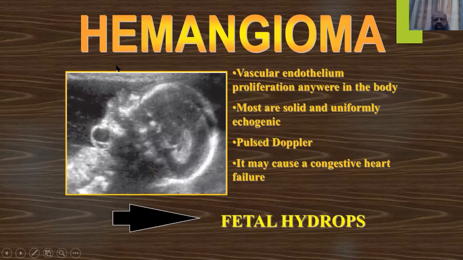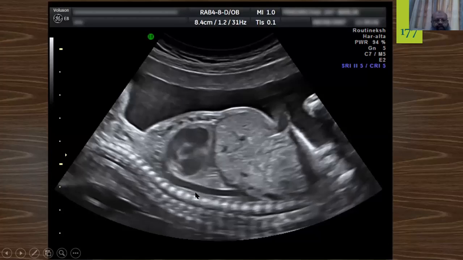Then we can have hemangiomas, which are vascular endothelial proliferation anywhere in the body. Most are solid and uniformly echogenic. Pulse Doppler will confirm. It may cause a congenital heart disease.